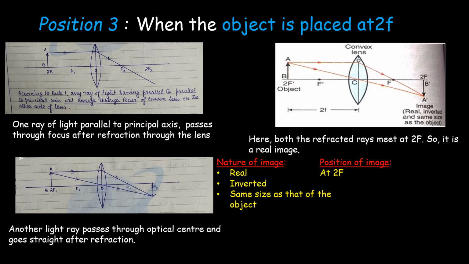But this is a very peculiar case where you will see the nature of the image is real, inverted, and the image is of the same size as that of the object. Position of the image will be at 2f.